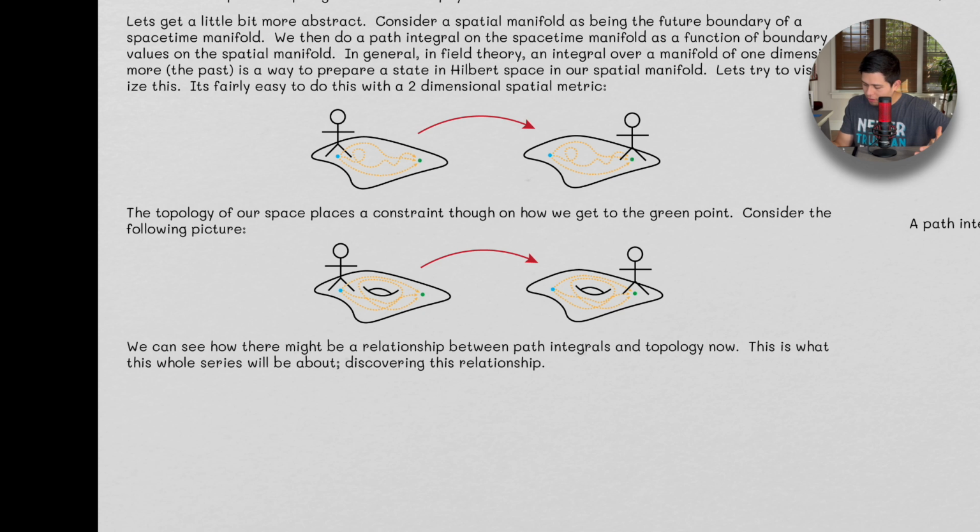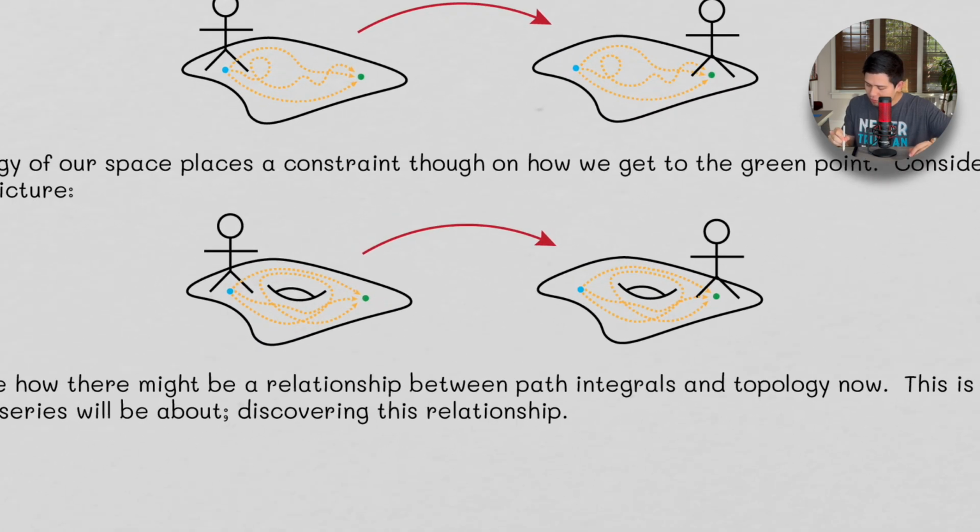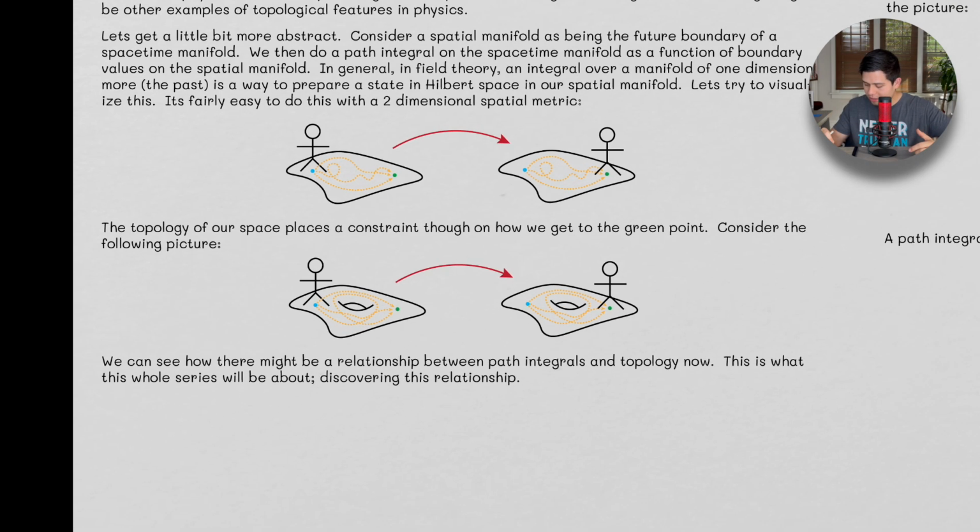Now suppose we hole punch this two-dimensional field. The topology of our space places a constraint on how we get to the green point. So consider the following picture. Now we are at blue dot again. We want to get to the green dot. But now there's a hole in the way. So the number of holes is going to say something about what paths we can take as we go from blue point to green point. Okay? It's going to put a restriction on how many paths we can take.